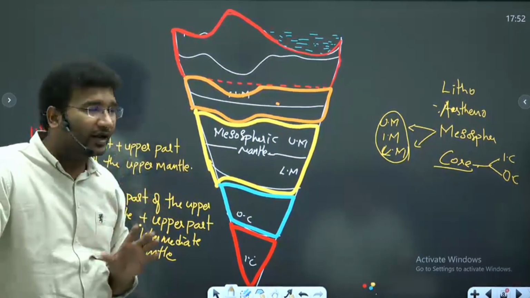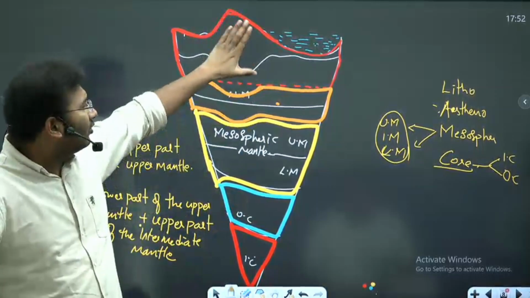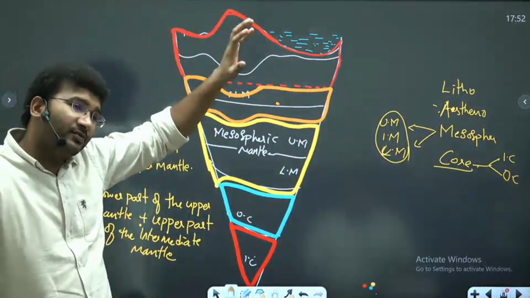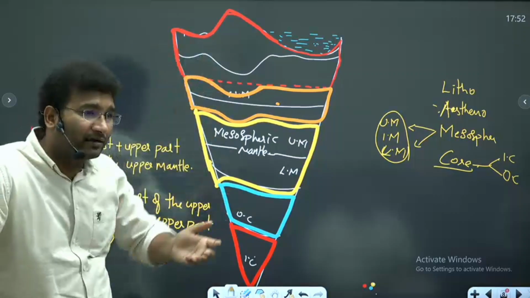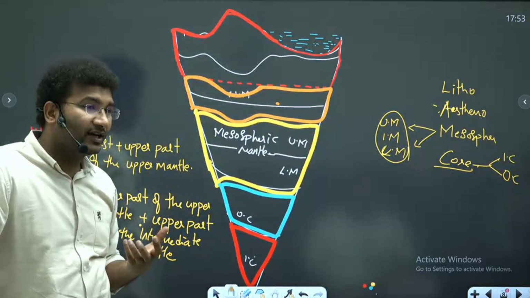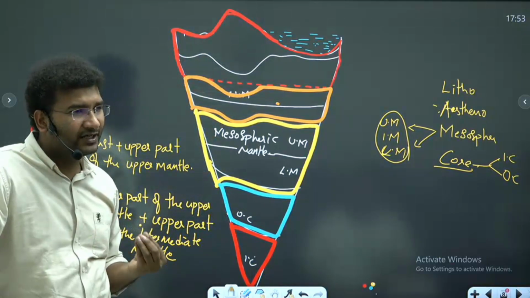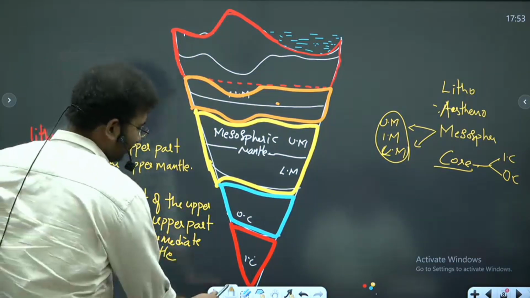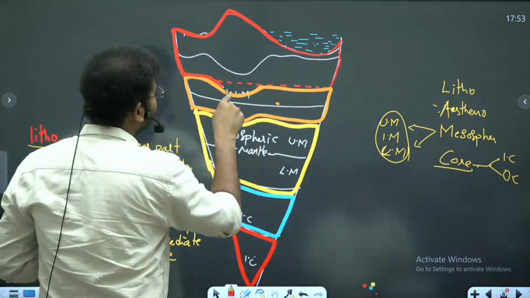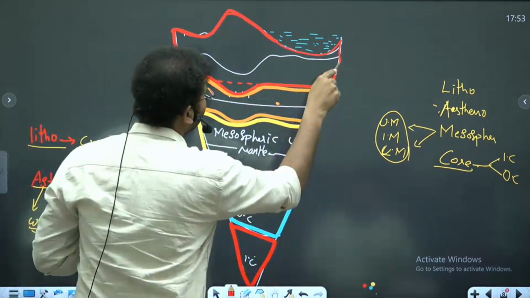Now, what I have to tell you is about this lithosphere. Can you imagine what the lithosphere is? Lithosphere is crust plus the upper part of the upper mantle. Now, the upper part of the upper mantle has comparatively less heat and comparatively less density. See here, this entire area is considered to be the lithosphere.